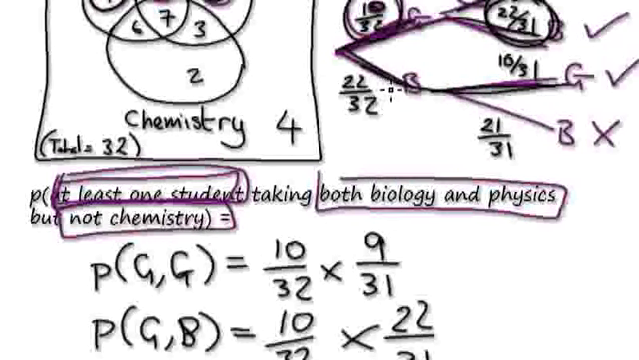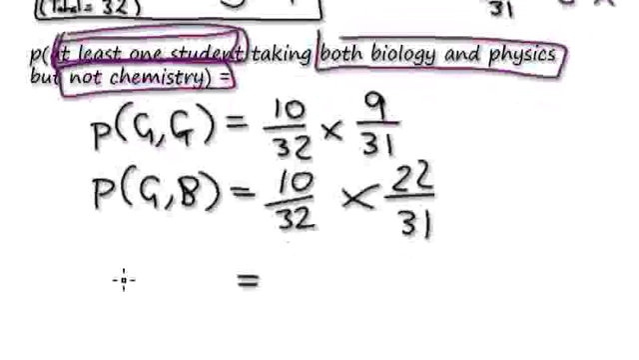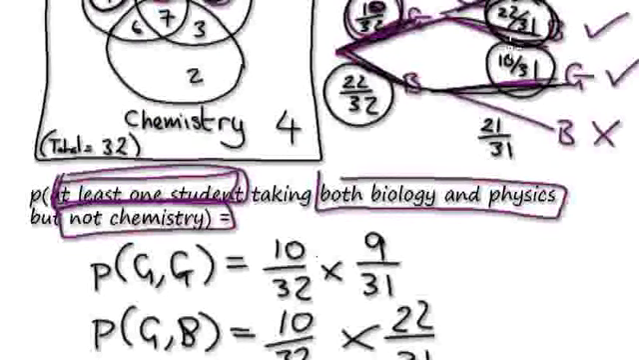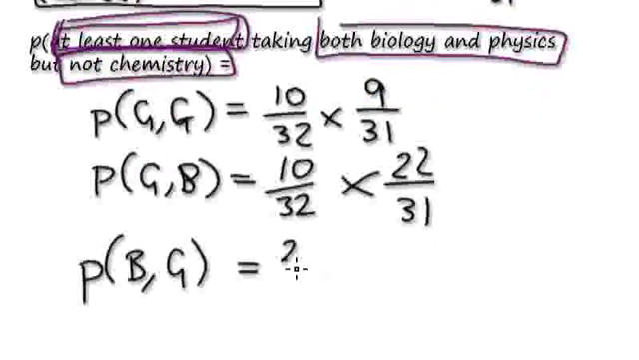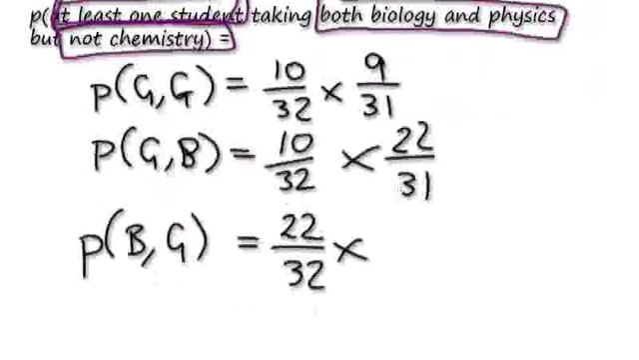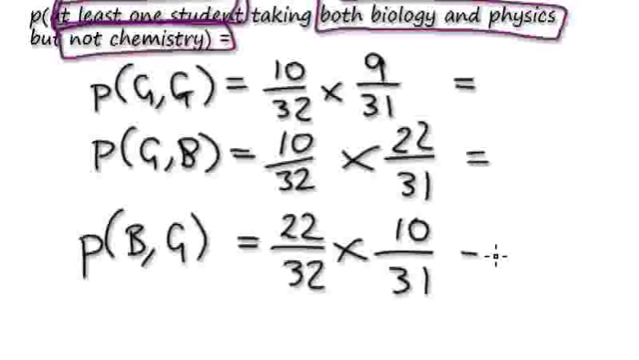And then the last branch, which is this one here, we are bad and good. So the probability of bad and good would be, well, we need this times this: 22 over 32 times this here, 10 over 31.